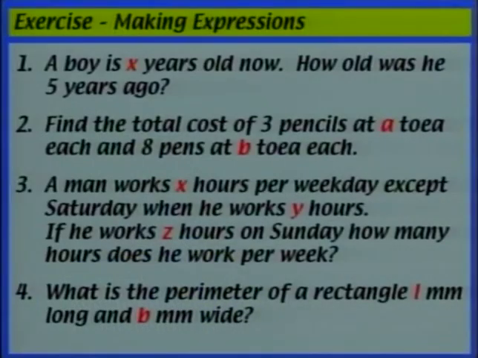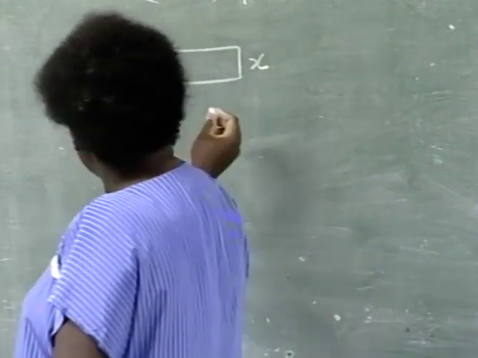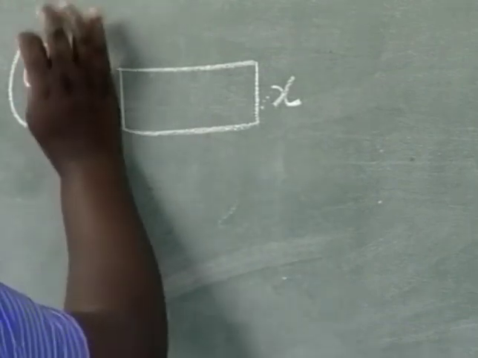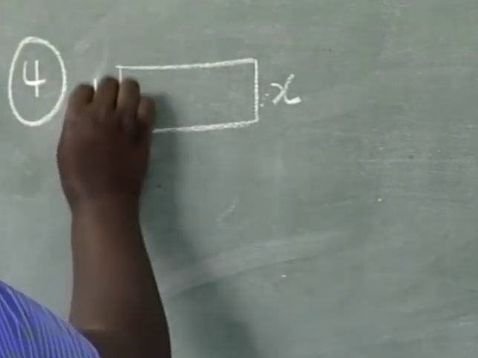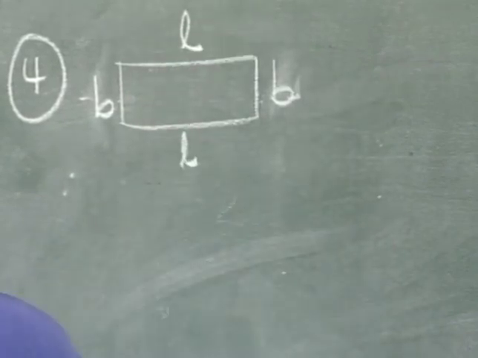Number 4. What is the perimeter of a rectangle, L millimeters long and B millimeters wide? We know that a rectangle has 4 sides, 2 widths and 2 lengths. B is the width and L is the length.